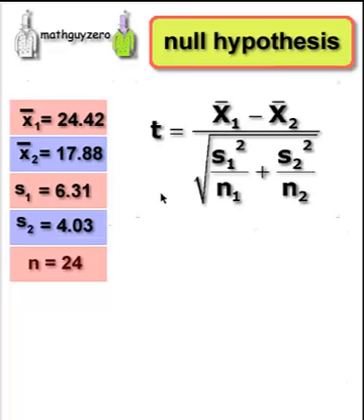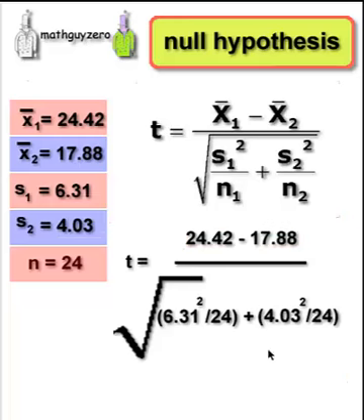Here's the two-sample t-test statistic. That is a scary piece of math. So let's plug in the known values. It's going to give us a t-score of 4.27. That is really huge.